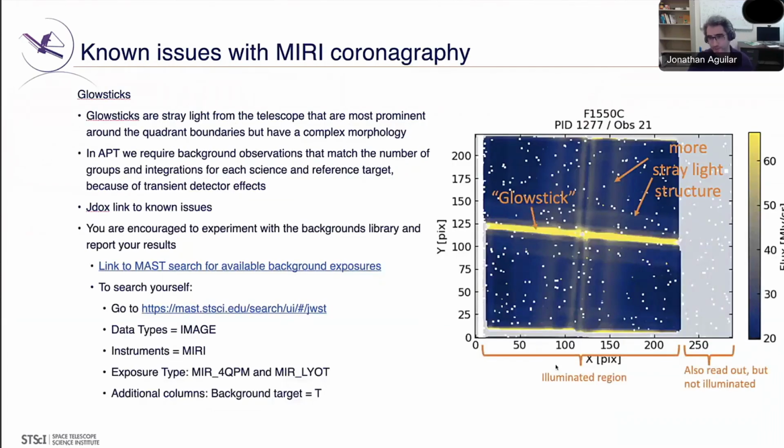Known issues that you especially have to worry about for MIRI: these glow sticks are terrible. They're especially bright at 15 microns. And it's not just the glow stick across the quadrant boundary. It has a lot of structure. It's all over the subarray. Because of this, we require that everybody has to take backgrounds.